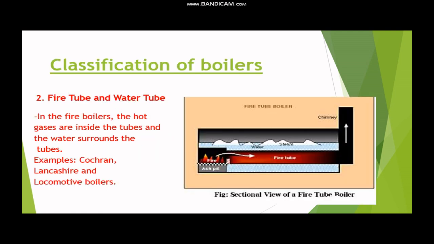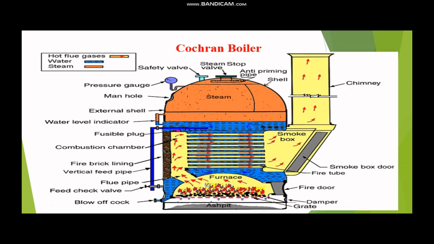The next type is the fire tube boiler and water tube boiler. Examples of fire tube boilers are the Cochran boiler, Lancashire boiler and locomotive boiler. So what is a fire tube boiler? If the hot gases are inside the tubes and water surrounds them, it is called a fire tube boiler. This is the example of the Cochran boiler, which is a fire tube boiler.